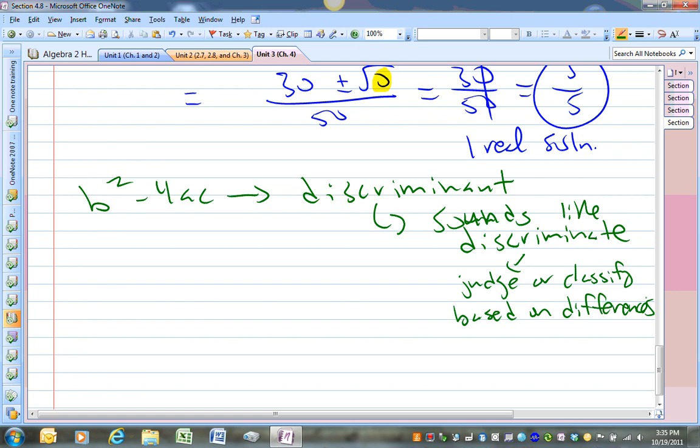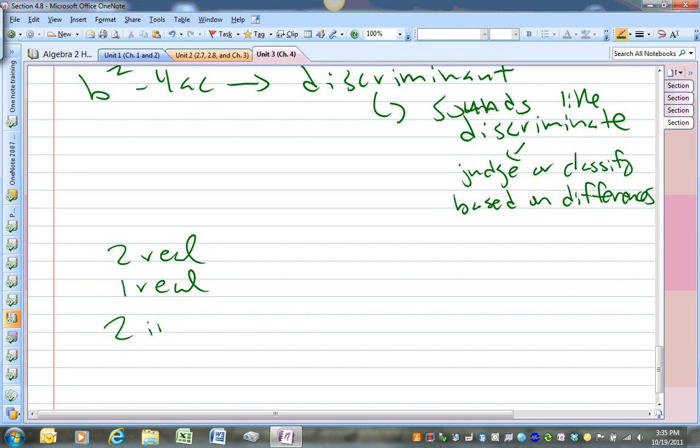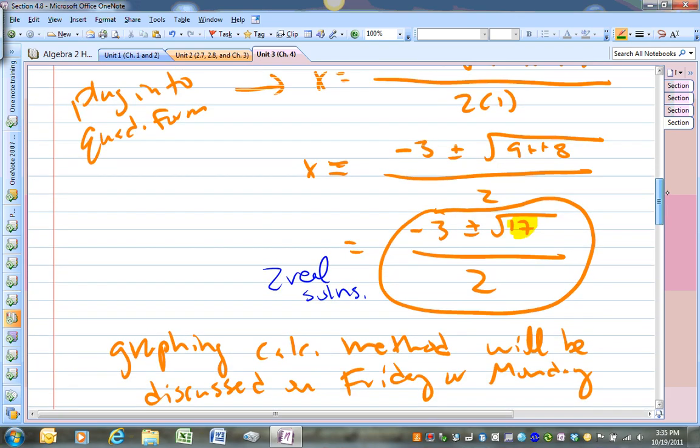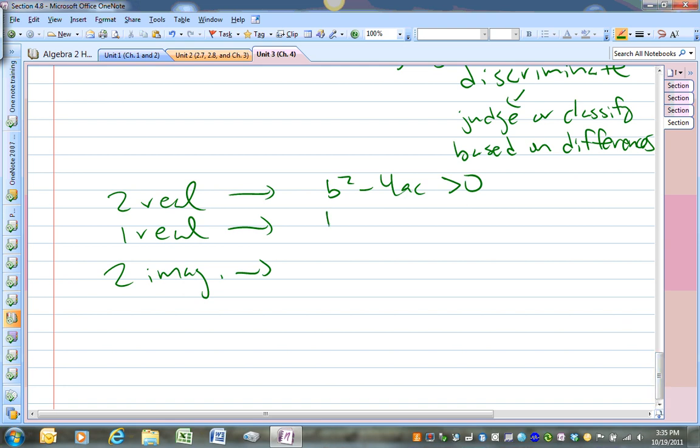In the math sense, discriminant means the b squared minus 4ac is judging what kind of solutions you can have. So you could have two real, one real, or two imaginary. Two real means b squared minus 4ac is greater than 0. Because look up here, underneath the radical we had 17. That's greater than 0. That got us two real solutions. b squared minus 4ac equals 0 for one real solution. b squared minus 4ac is less than 0 for two imaginary solutions.